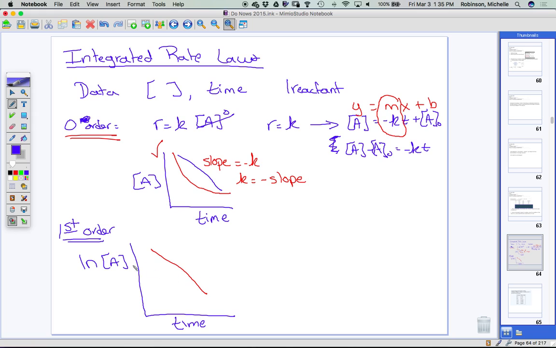So if you get a straight line with concentration versus time, it's zero order. If you get a straight line with the natural log of the concentration versus time, then it's first order. What does the rate law look like if it's first order? Rate equals k times the molarity to the first power. That's it. When they do the integration, what does it come out looking like in the y equals mx plus b format? Right. Plus.